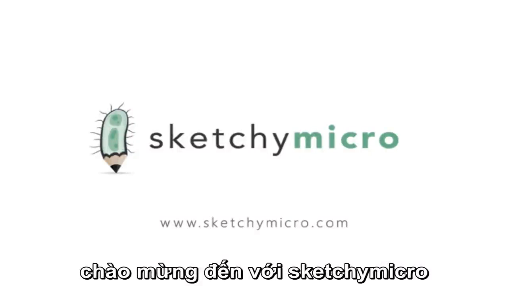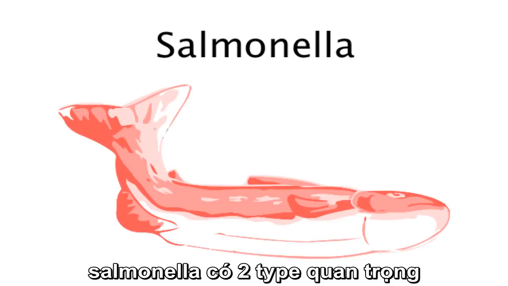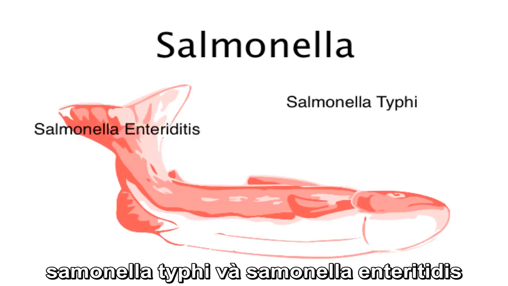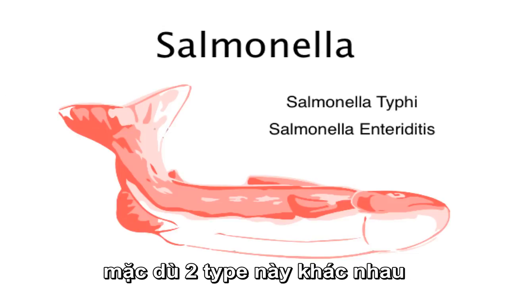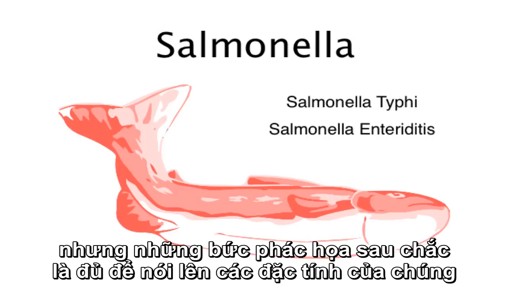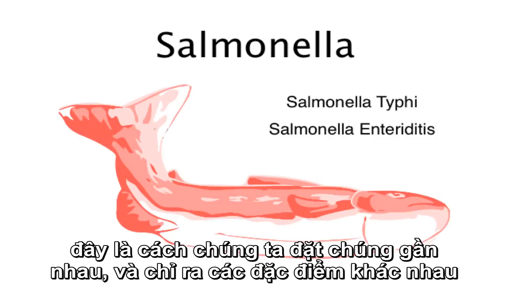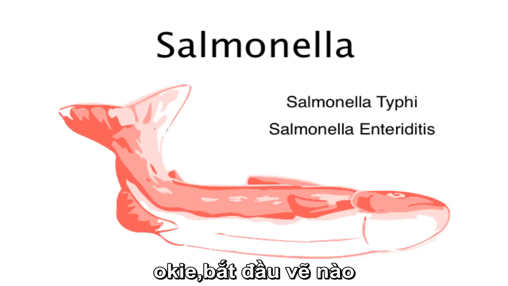This is Andrew. We're going to be covering salmonella, and specifically two subspecies of salmonella, Salmonella typhi and Salmonella enteritidis. And although these subspecies are very different, I think there are enough shared features that it warrants us including them in the same sketch. This way we can really clump together the commonalities and then highlight the differences. Alright, so let's get to sketching this out.